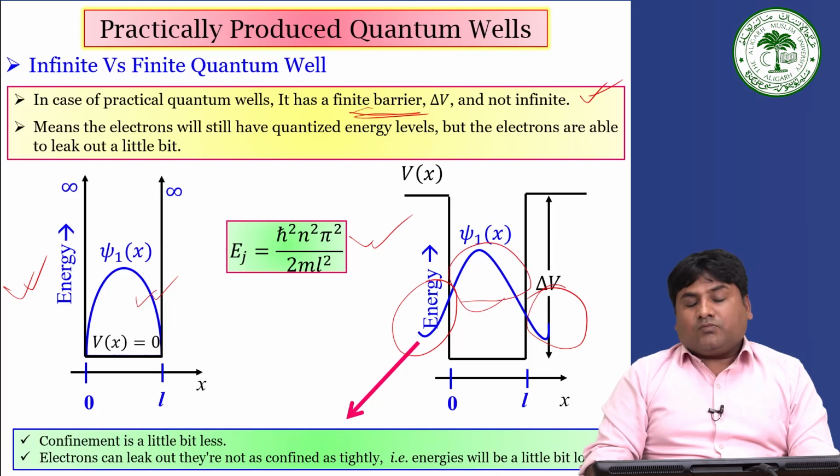levels. From that we can conclude that in this case the confinement is a little bit less, and the electrons can leak out. They are not so tightly confined. That means the energy will be a little bit lower.